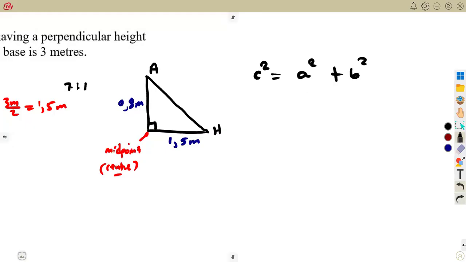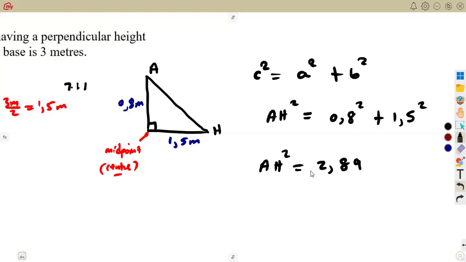C squared being our hypotenuse, AH. So AH squared is equal to A squared plus B squared. These are the shorter sides that you're given: 0.8 squared plus 1.5 squared. You simplify this together, and that is going to give us a value of 2.89. As we combine everything, we get 2.89. This is squared, and you need AH. So how do you remove that square? Introduce the square root. That is obtaining the value of AH.